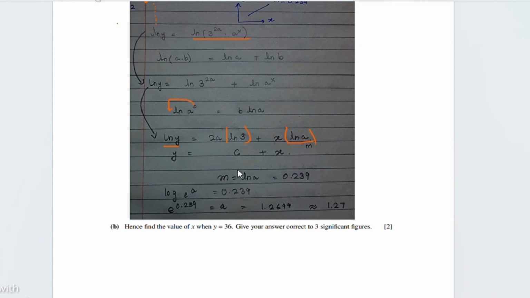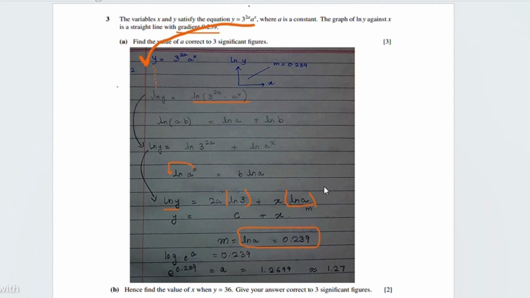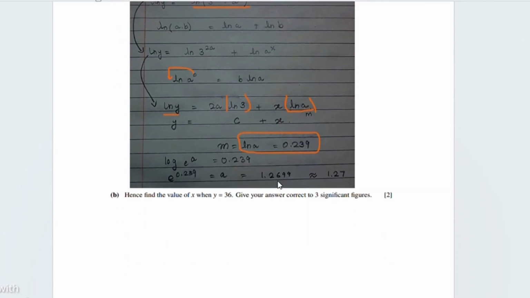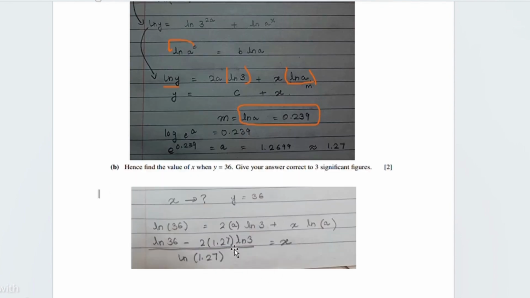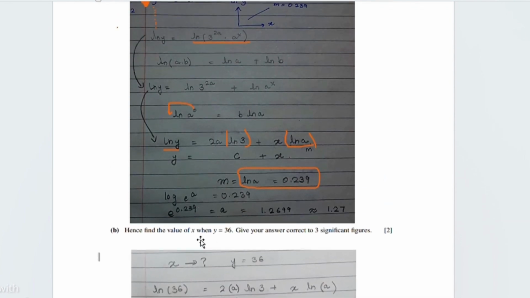Now I'll solve this equation to find the value of a. What is ln? Ln is basically log base e. So a is e to the power of 0.239, which becomes 1.26. Another important thing is that the question says to round to 3 significant figures, so I need to round to 3 significant figures, and my answer is going to be 1.27.